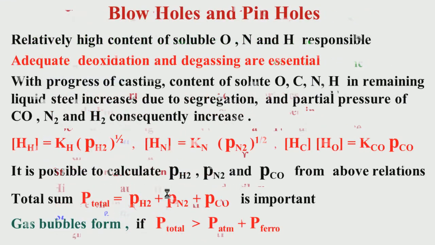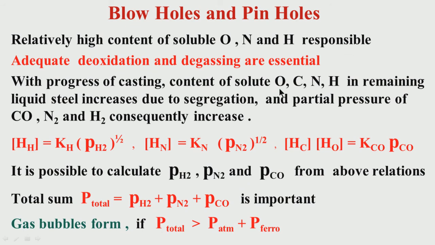So, what I have told here is that the summation of the three partial pressures should be less than atmospheric pressure and the ferrostatic pressure. If it is so, there will be no gas bubble formation. They cannot form, they cannot come out in the form of gas. So, there will be no blowholes and pinholes. Is it clear?